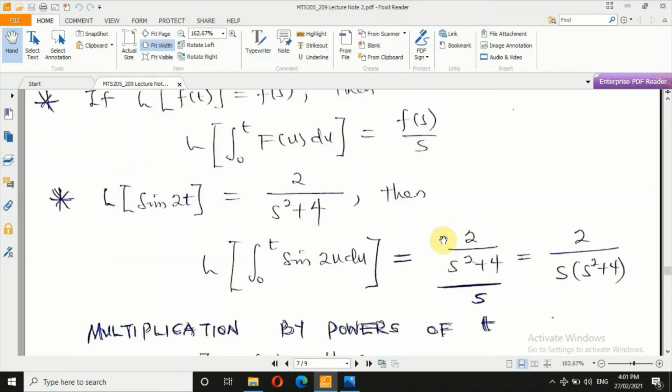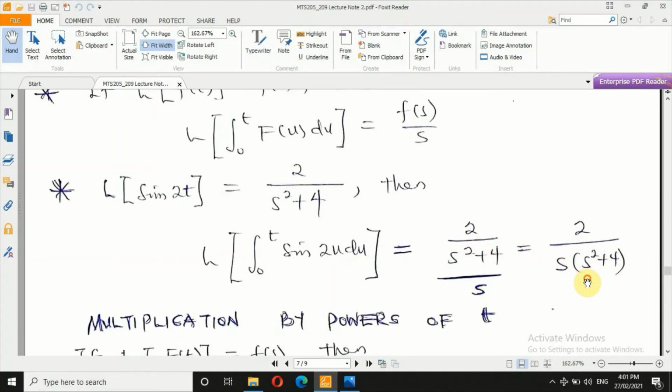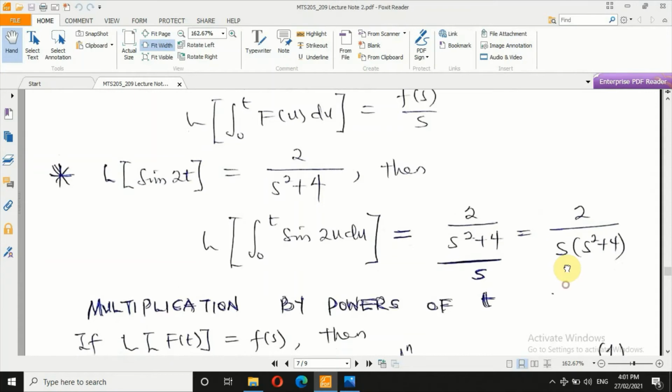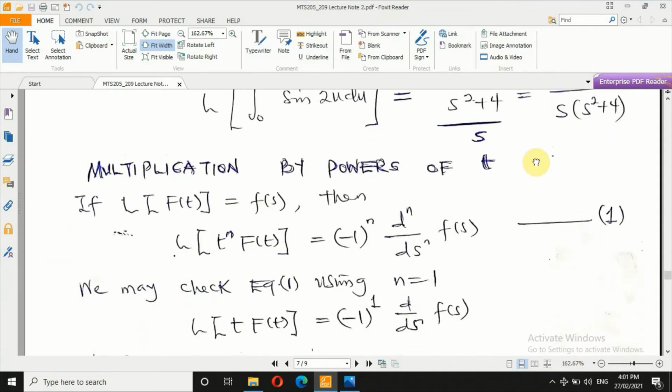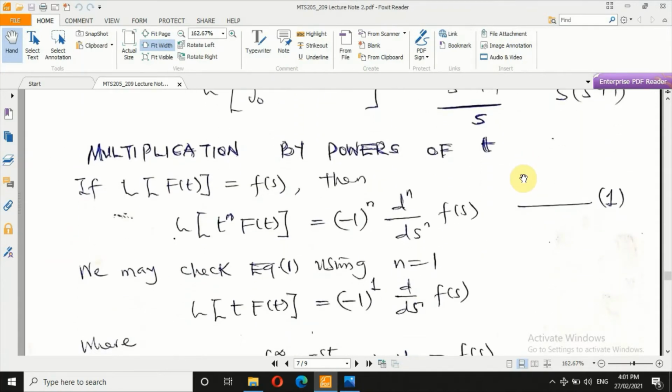Look at sine 2t now. Sine 2t is what? Then divided by s. So don't forget that this one, over this, is multiplied by 1 over s, so this one will turn again. Then you have 2 over s squared plus 4, then s will come here to give us this expression. So that is how to find the Laplace transform of an integral.